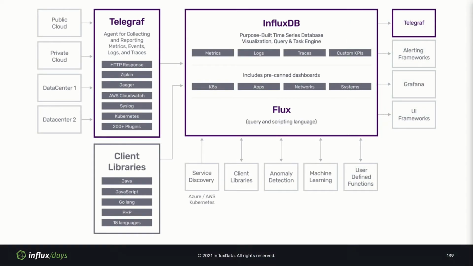So first we'll start with Telegraf. Telegraf is a plugin-driven server agent for collecting and sending metrics and events from databases, systems, and IoT sensors. As you can see on the slide, we have a number of plugins, and that's just the tip of the iceberg. Written in Go, Telegraf compiles into a single binary with no external dependencies and a minimal memory footprint.